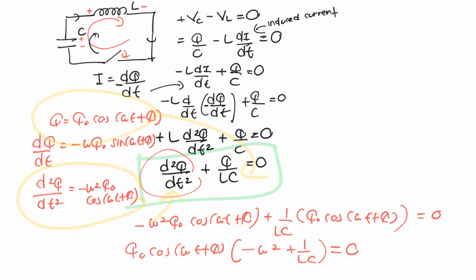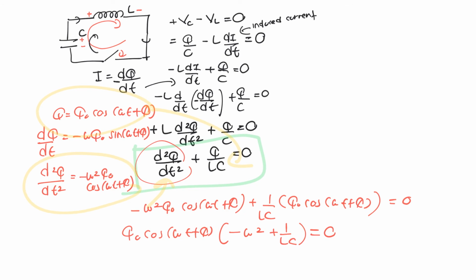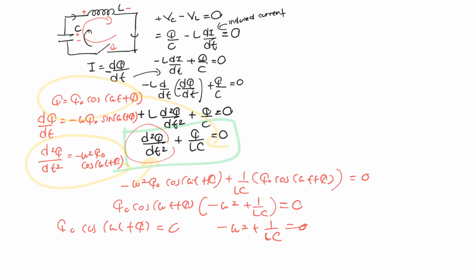Okay, so when you have this kind of question, you can actually put that q naught cos(omega t plus phi) equivalent to 0. So here negative omega square plus 1 over LC equivalent to 0. So omega will be what? 1 over square root LC. So the angular frequency is going to be 1 over square root of inductance and capacitance. Okay, got it? That's how you get the formula.